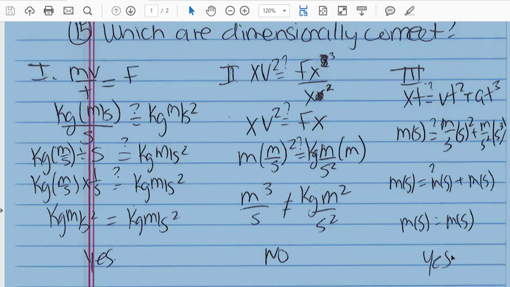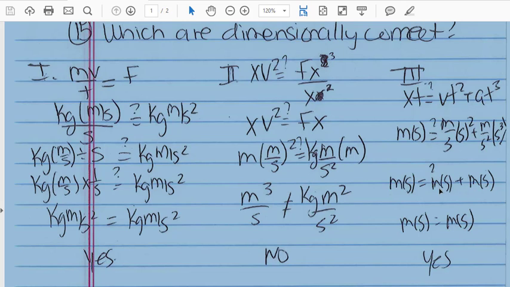And the last equation is the one most of you guys did not get. So let's really pay attention to this and see why it works. X times t is meters times seconds. V times t squared is meters per second times seconds squared. A times t cubed is meters per second squared times seconds cubed. If I do the math on the right hand side here, I get meters per second times seconds squared is a meters times a second. And I get meters per second squared times seconds cubed is a meters times a second.